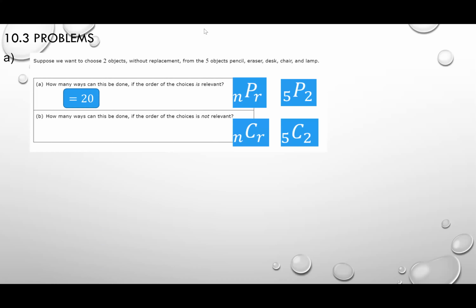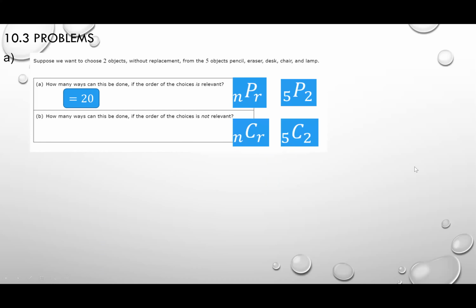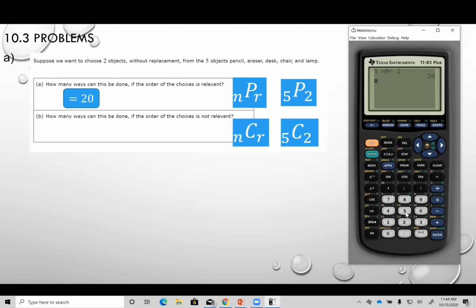So your challenge is you need to ask yourself, do I use nPr or nCr? Because again, if the order matters, we will use the permutation, which is nPr. And in this case, the order does not matter, so I use nCr.